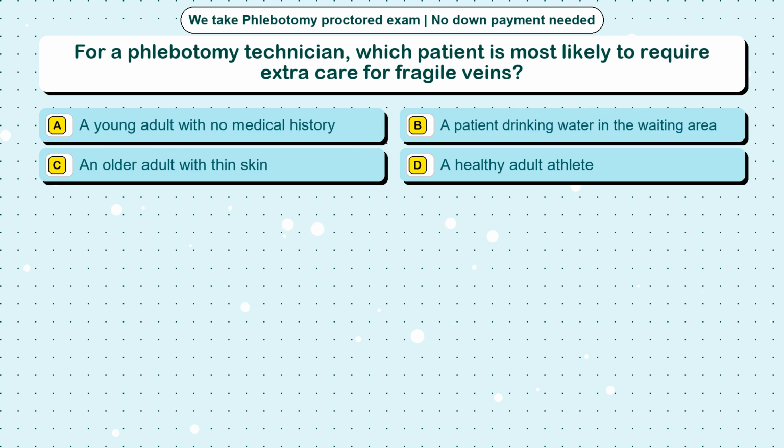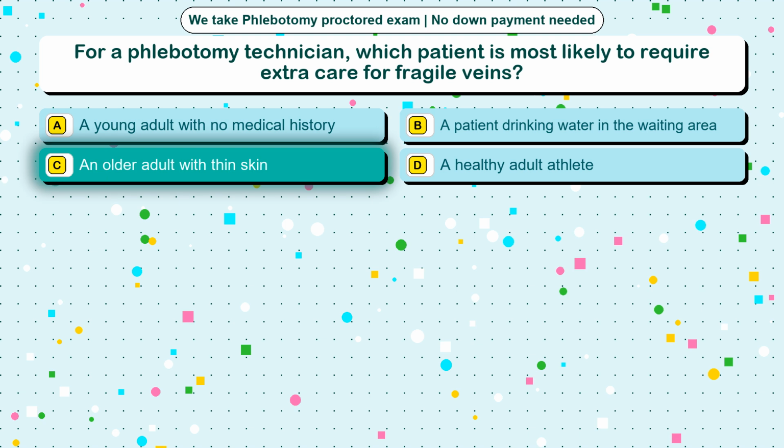Question 99. For a phlebotomy technician, which patient is most likely to require extra care for fragile veins? Option A. A young adult with no medical history. Option B. A patient drinking water in the waiting area. Option C. An older adult with thin skin. Option D. A healthy adult athlete.